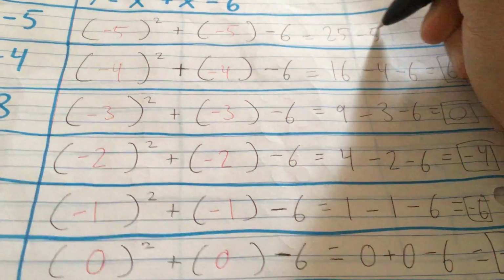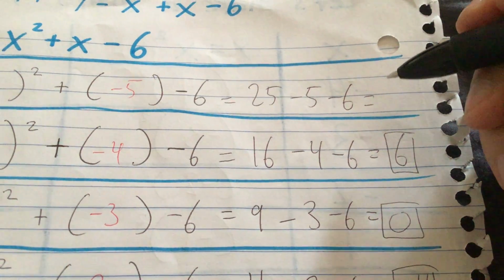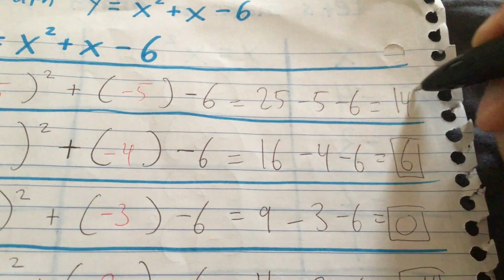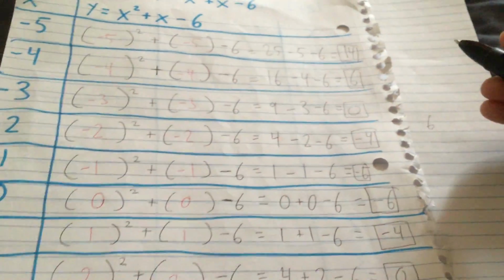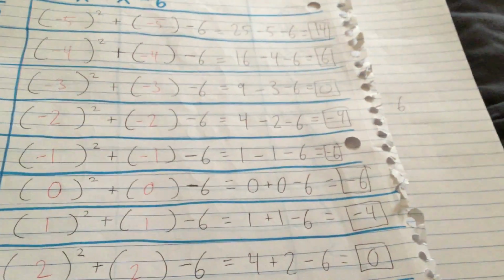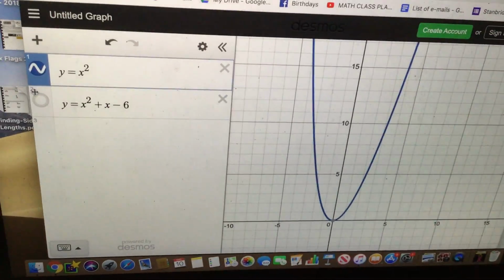25 minus 5 minus 6. 25 minus 5 is 20. Minus 6 is 14. Okay, so why did I show you guys this? Well, I'm going to show you the graph and show you what's going on.